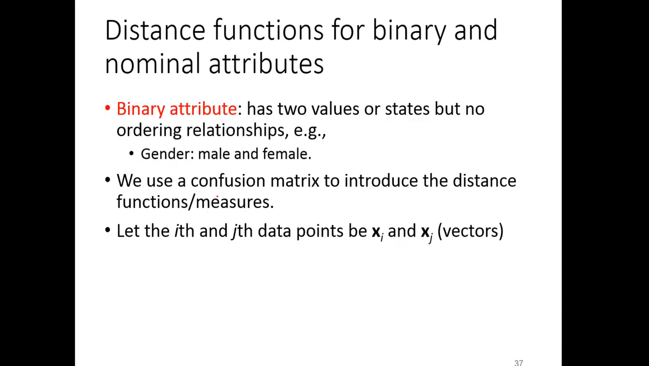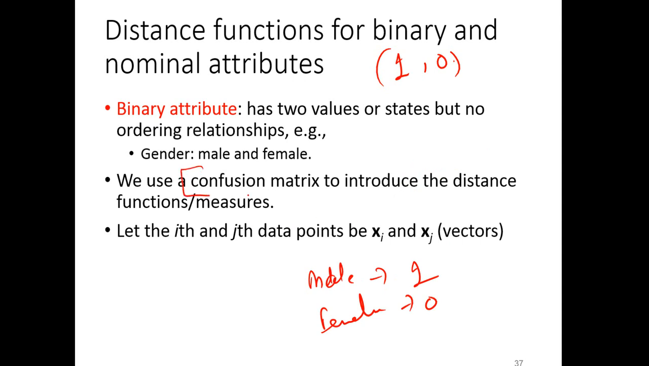Now you could also have binary attributes, with values, let's say, 1 and 0. For example, let's say male has been denoted as 1, female has been denoted as 0. So in that case, how do you calculate distance? Because distance makes sense in continuous data, but how about binary data or categorical data? So what we use is the confusion matrix to calculate the distance.